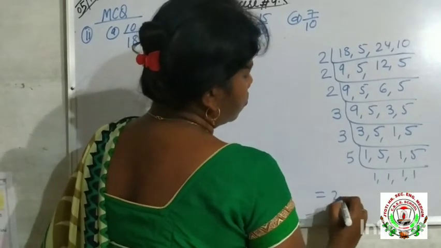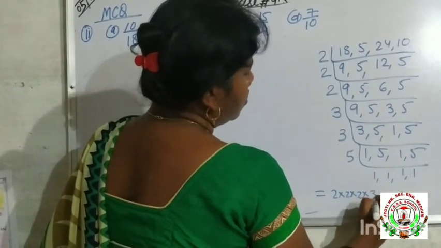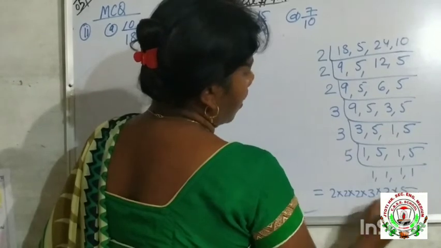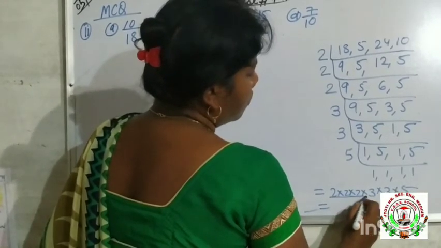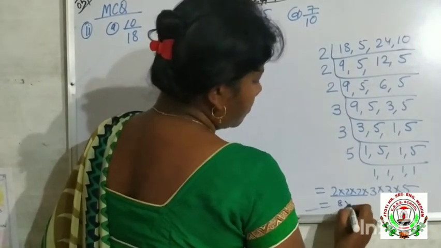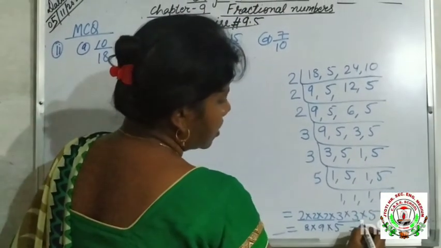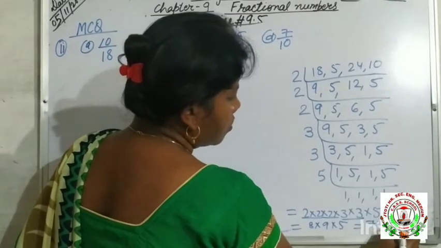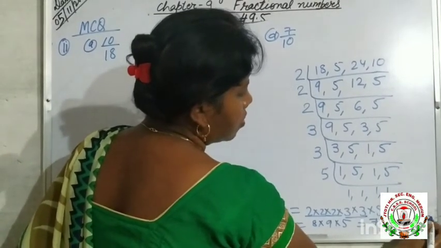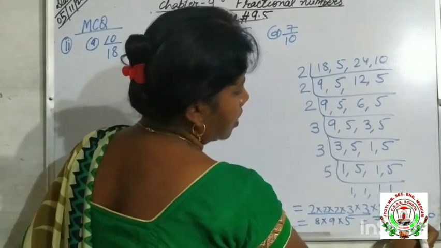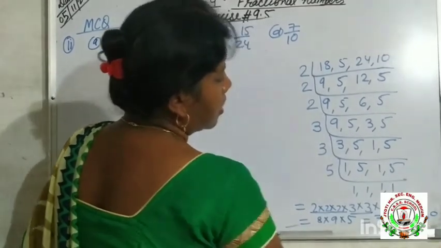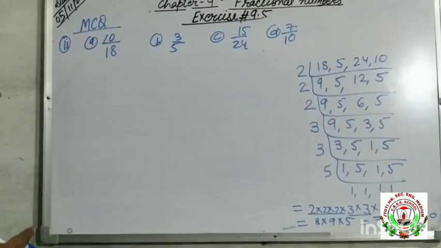Understood? So LCM is 2 into 2 into 2 into 3 into 3 into 5. 2 twos are 4, 4 twos are 8, 3 threes are 9 and 5. 8 nines are 72 into 5. 5 twos are 10, 0, 1 carry, 5 sevens are 35, 35 plus 1, 36, 360.